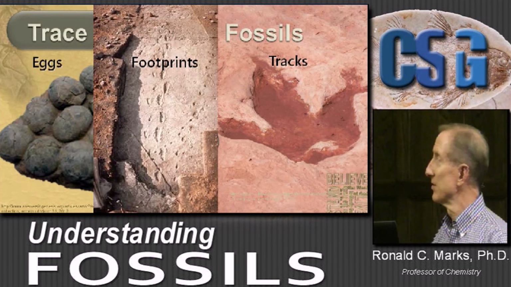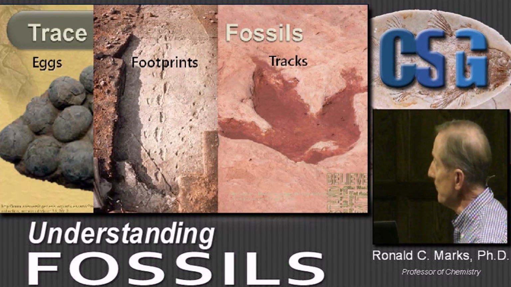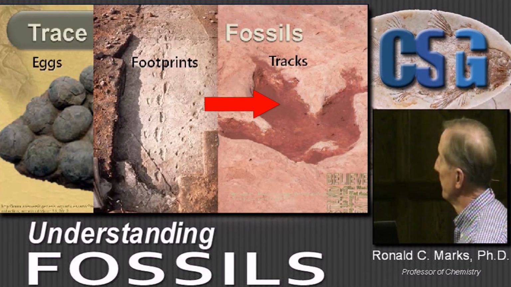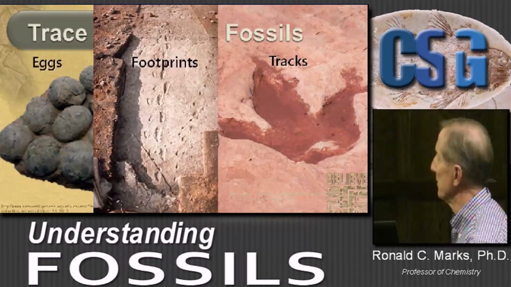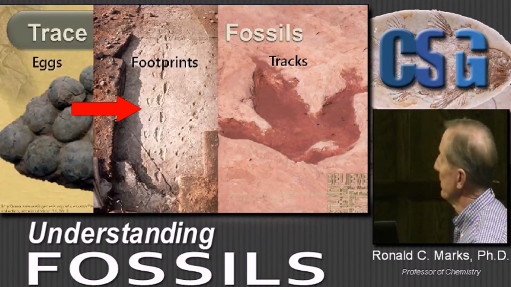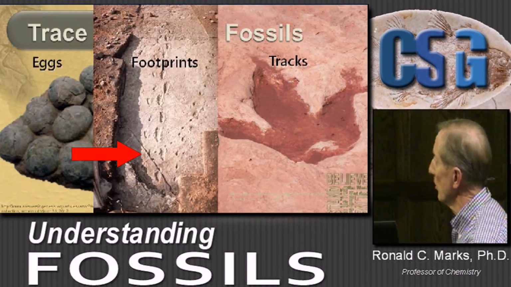Another type of fossil are those that we call trace fossils, and they can be eggs, or tracks, or footprints. So the dinosaur eggs, here's a footprint. You find these in the desert southwest in Arizona, New Mexico. You find them in that area. These footprints are from Africa, the Laetoli footprints.